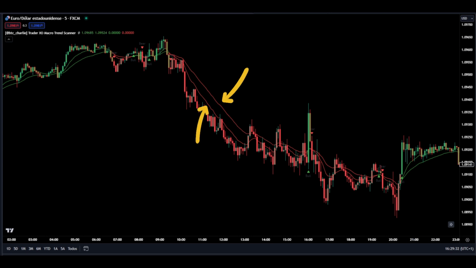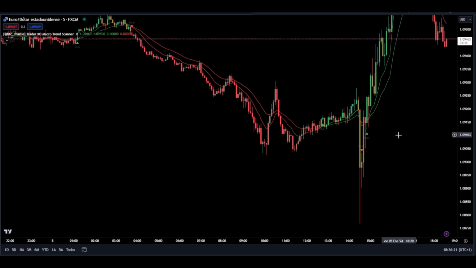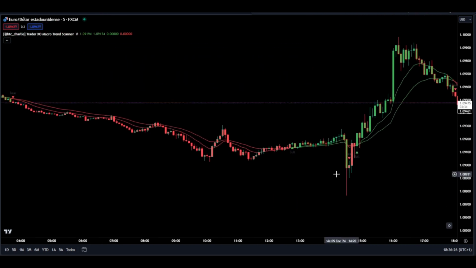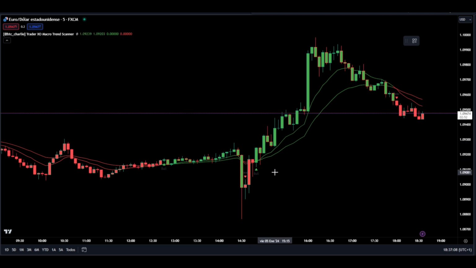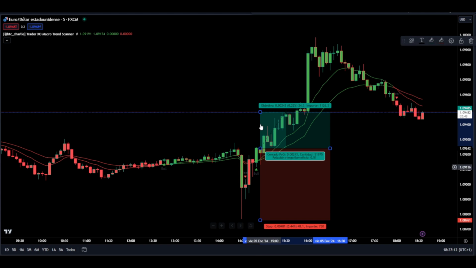These 2 lines are here. The one at the top is the slow moving average, and the one below is the fast moving average. The indicator gives signals when they cross each other. If the crossing is downward, it will give us a bearish or sell signal. Or, for example, like here, if the crossing is upward, it will show a bullish or buy signal.